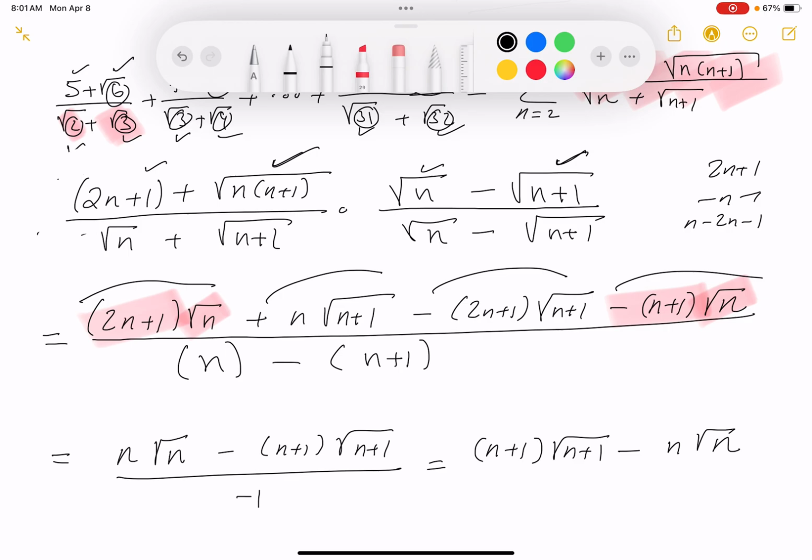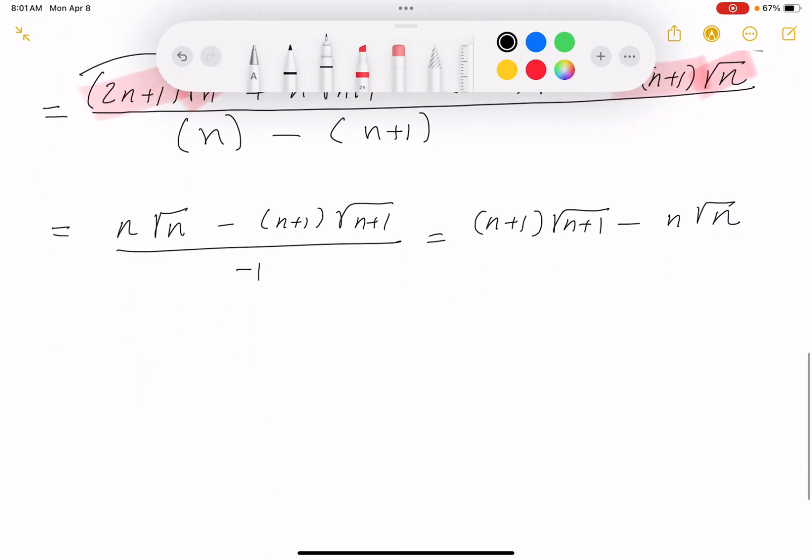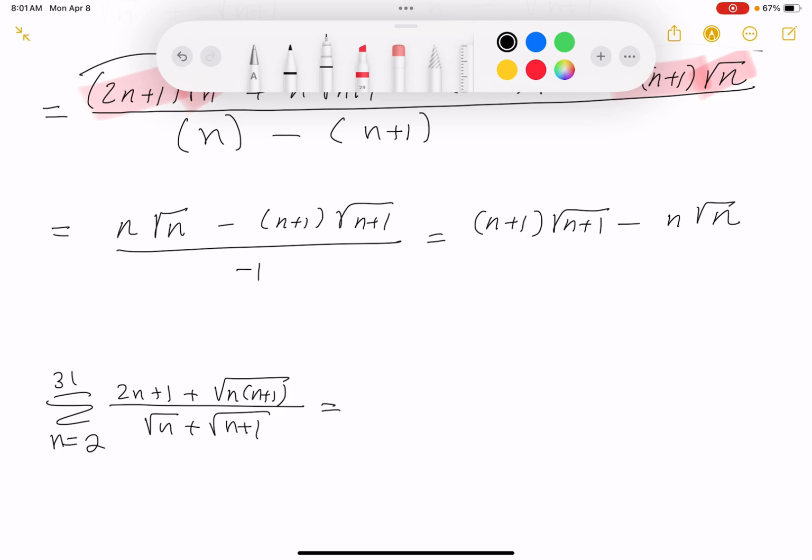That's not so bad. So I'm going to write my sum down now. And I'm writing this sum over here again, in a simple form. So the sum, n equals 2 to 31, of that nightmare, which was 2n plus 1 plus the root of n plus 1, over root n plus root n plus 1, now can be written this way. By the way, it may not be easier, but I'm going to hope it works out nicely, and it looks like it might be telescoping. And this will be n plus 1 root n plus 1 minus n root n.